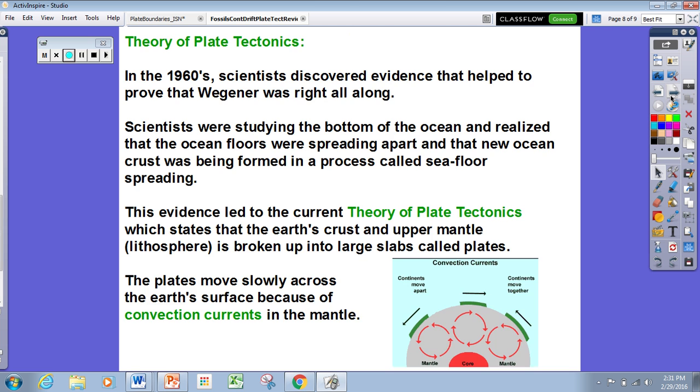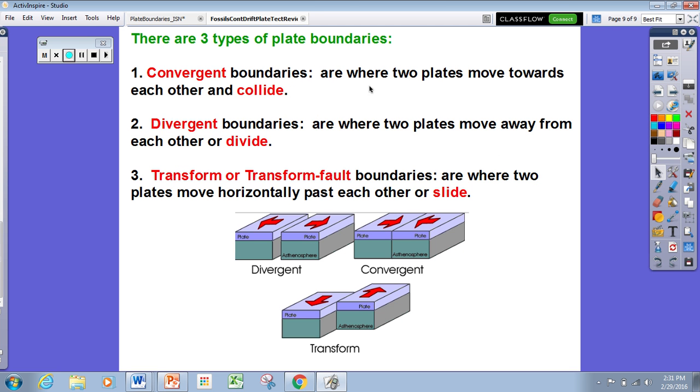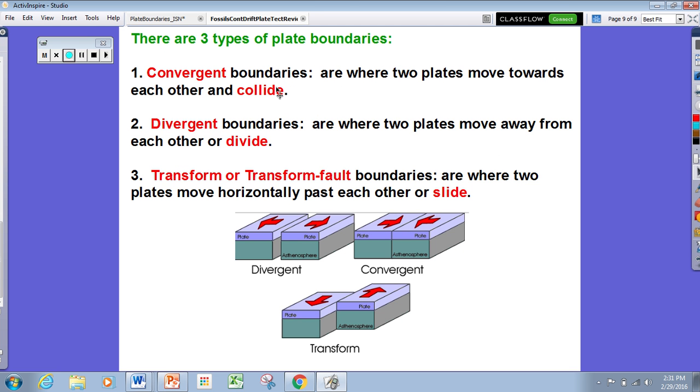We got one last slide. There are three types of plate boundaries. There are convergent boundaries where two plates move towards each other or collide. So convergent plates collide or crash into each other. Divergent boundaries are where two plates move away from each other or divide. So divergent plates separate or divide, move away from each other. And transform or transform fault boundaries are where two plates move horizontally past each other or slide past each other. So transform or transform fault boundaries slide.